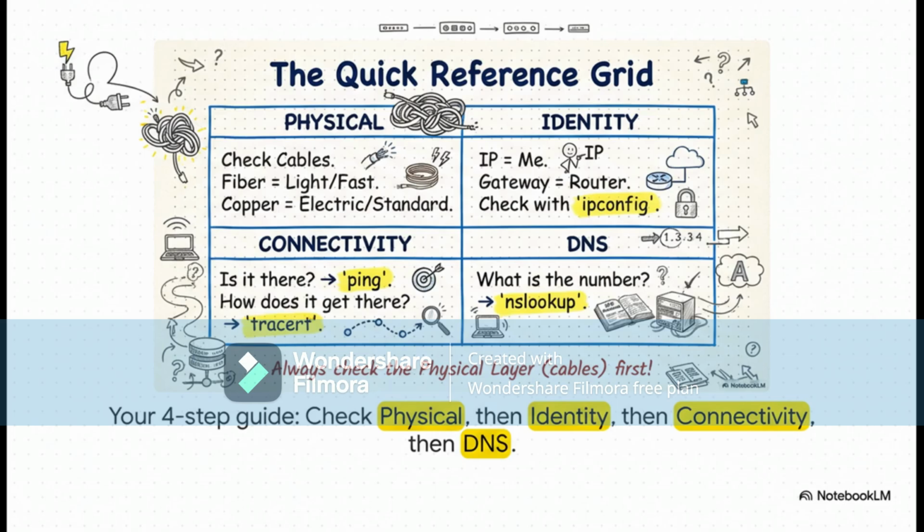Step 1, check the physical stuff. Are the cables plugged in? Step 2, check your identity with ipconfig. Do you have an address? Step 3, check your connectivity with ping and tracert. Can you reach anything? And finally, step 4, check DNS with nslookup. Can you translate names to numbers? If you follow these 4 steps in order, you can solve almost any network problem.